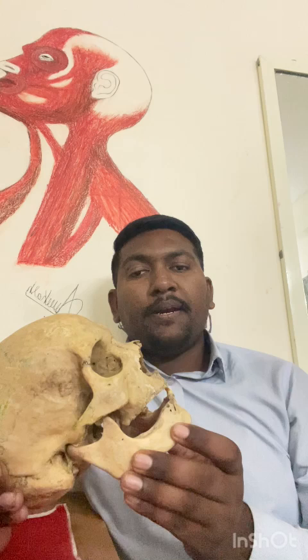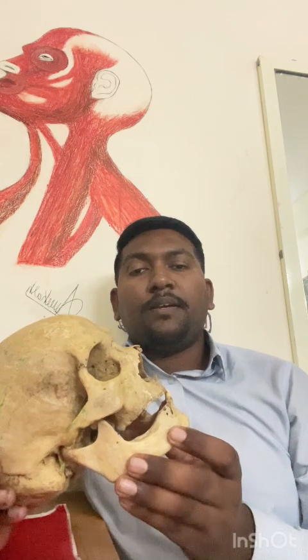in the case of grinding, along with medial pterygoid and lateral pterygoid, the temporalis muscle also joins. Together, these three muscles act in a grinding movement while having food.